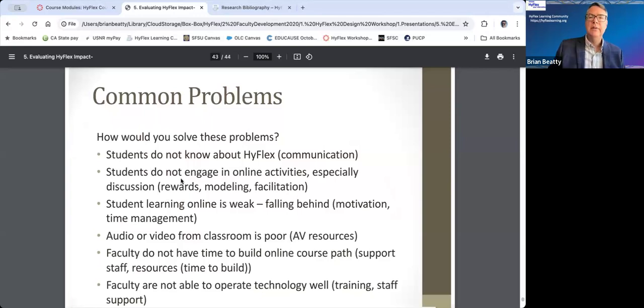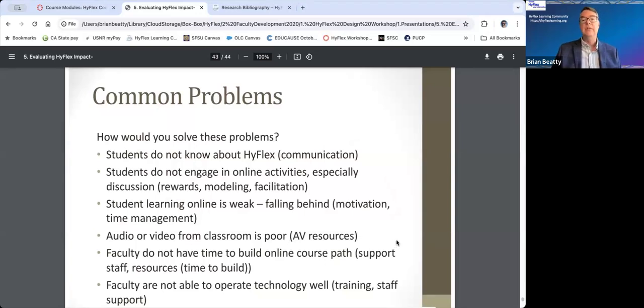Some of the common problems that come up, you might want to think about how you would solve these. This is part of evaluating, not necessarily just for research, right? Sometimes it's just that we want to make sure this is working well. But if students don't know about HyFlex, how would you solve that problem? Probably a communication challenge. Students don't engage in online activities, especially discussions. Well, how do you solve that? Maybe motivating them with some rewards.